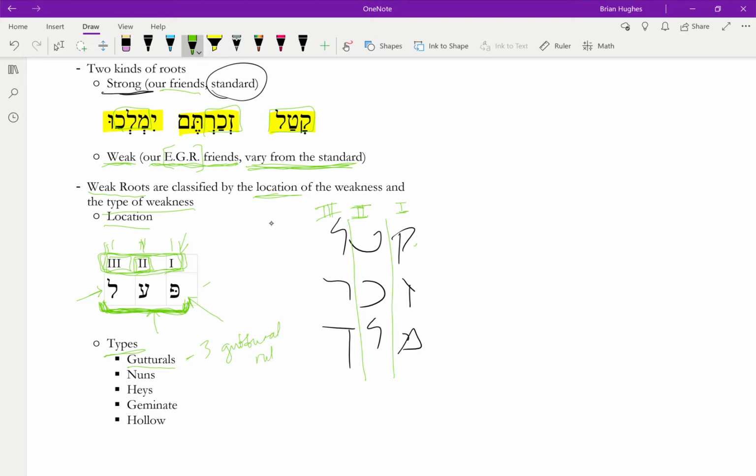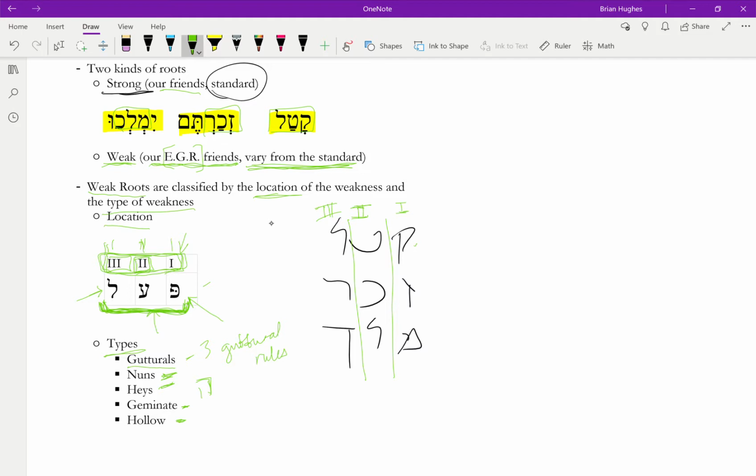So those are going to come into play as we learn these. Nuns, I've already talked to you about how nuns are kind of a weak sound in our language, as well as in Hebrew, and so we'll learn those in the next chapter. A hey, so the consonant hey, when it shows up in certain positions, it causes problems. And then later in the class, we'll learn these other two types of weaknesses. These tend to be just really tricky, and so it's a good thing we wait to the end.